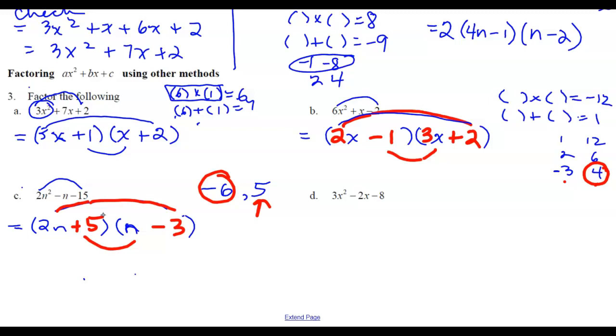Can I what? Sorry? Yeah, of course. I'm going to do D. Yep. Okay, so expand that out to check. 2n times n is 2n squared. Minus 6n plus 5n is negative n. 5 times negative 3 is negative 15. Now. Yeah, absolutely. Okay.